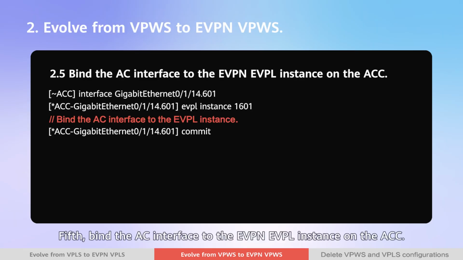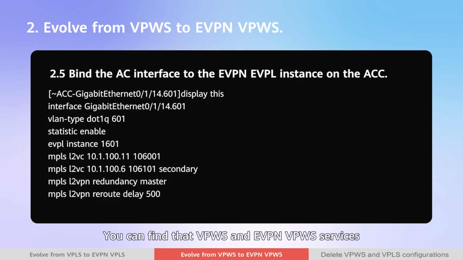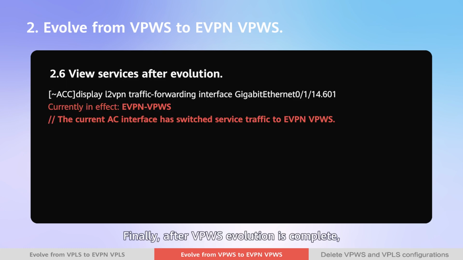Fifth, bind the AC interface to the EVPN EVPL instance on the ACC. You can find that VPWS and EVPN VPWS services coexist on the interface. Finally, after VPWS evolution is complete, you can find on the ACC that services have been switched to EVPN VPWS.